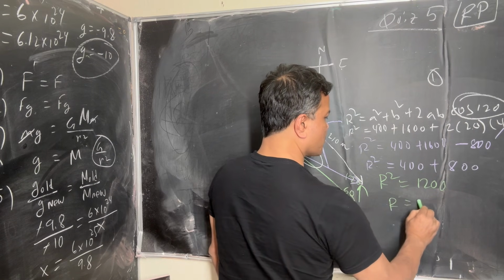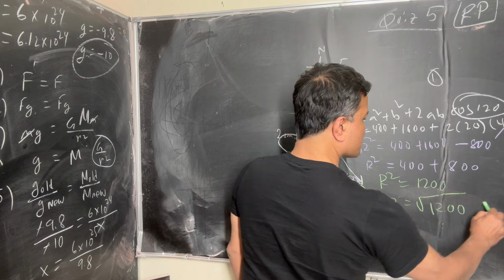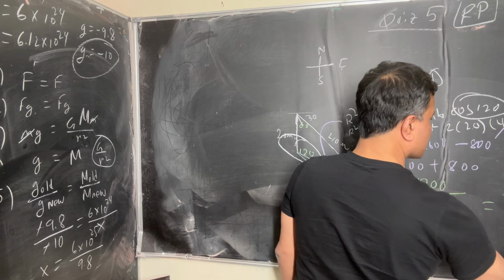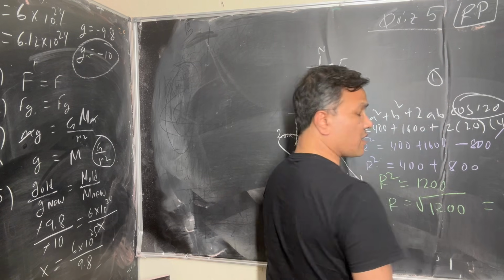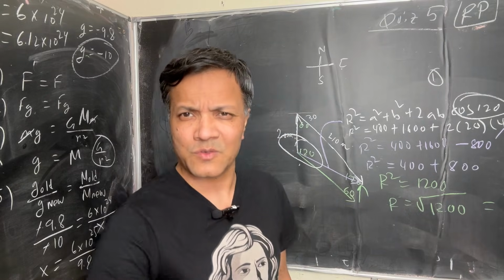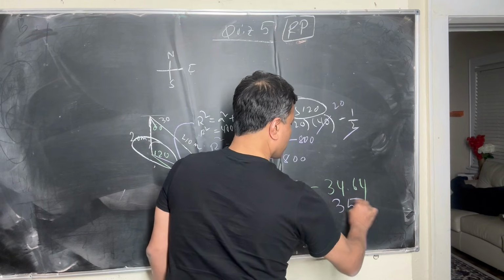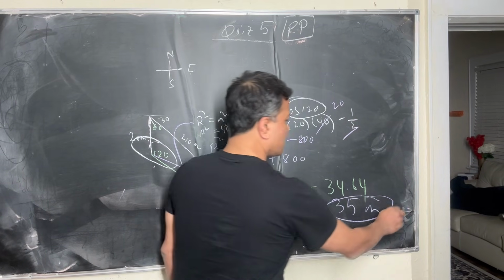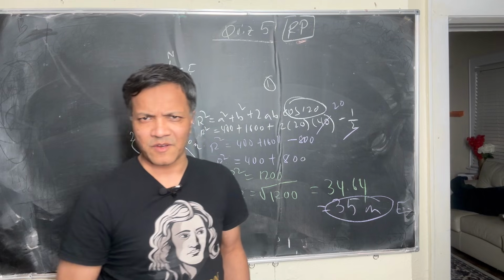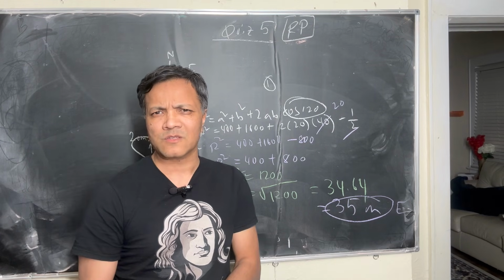So r is square root of 1200. So r is 34.64. So now I ask you to show me 2 sig fig. So you're going to show me 2 sig fig: 35 meter. This is the answer. If you want to write east, that would be great. That's problem 1. Now let's go to problem 2.